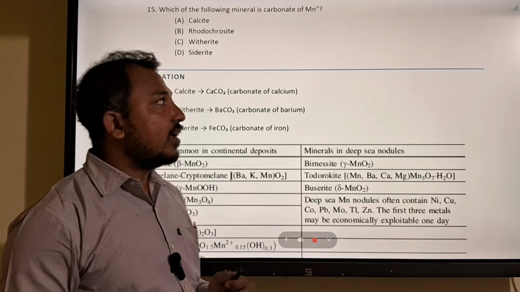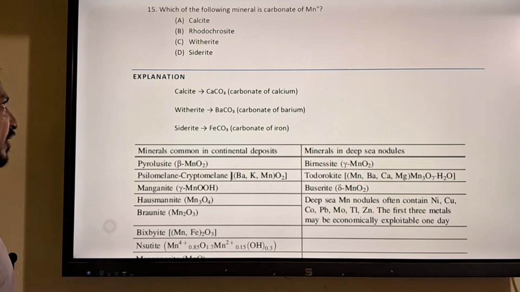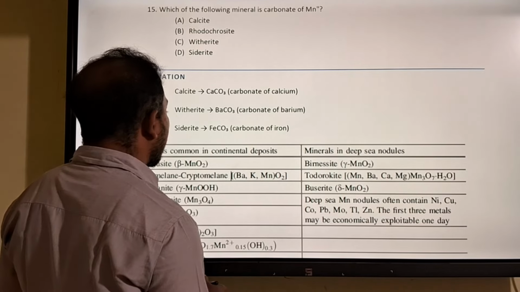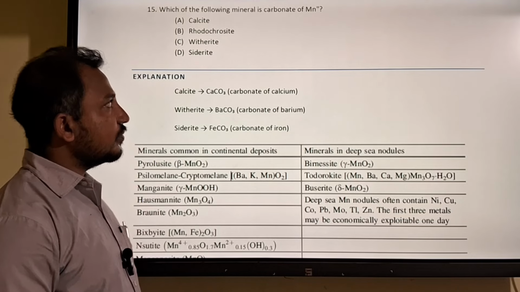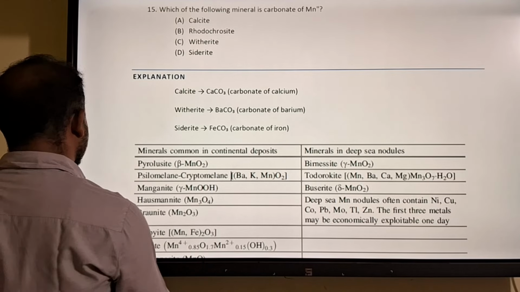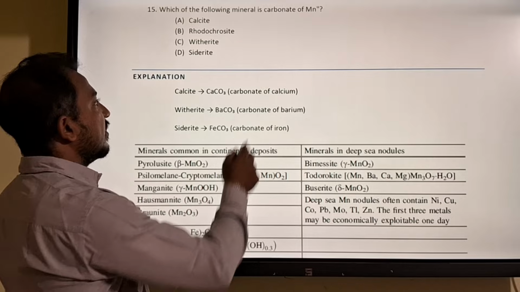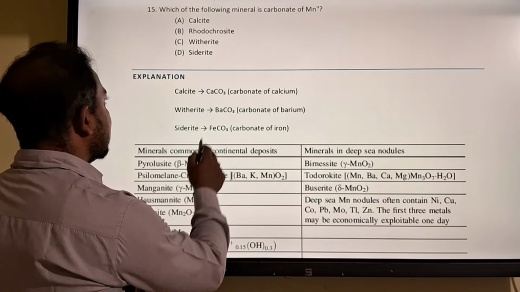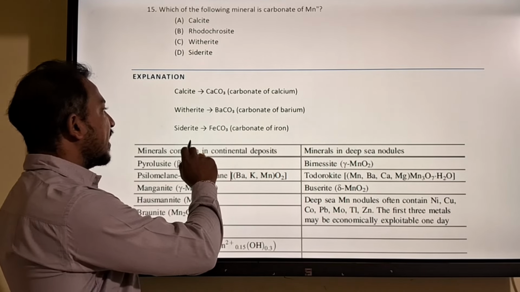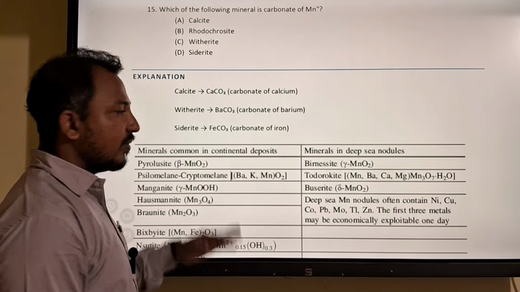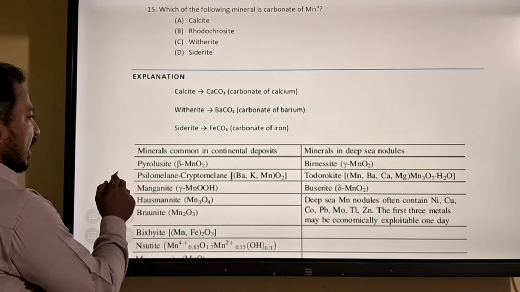Then, which of the following minerals is a carbonate of Mn? Manganese is a different ore. So the Mn carbonate is rhodochrosite, that is MnCO3. The others: calcite is the carbonate of calcium. Witherite is the carbonate of barium. Siderite is an iron ore, the carbonate of iron. So I have listed this.